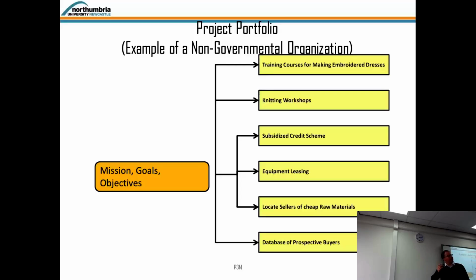What do you think about the timeline? Do you think they run the training courses for making embroidered dresses the same way that they would do subsidized credit schemes? Well, let's ask the other way around. What do those share in common in comparison to the other ones?